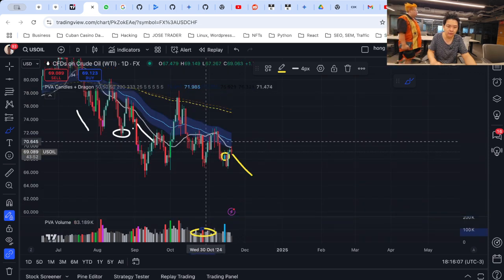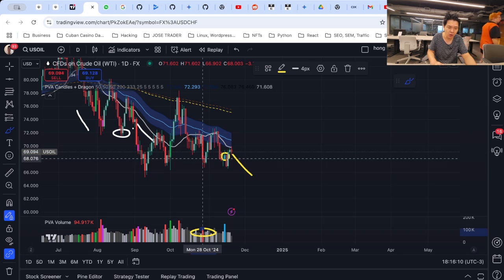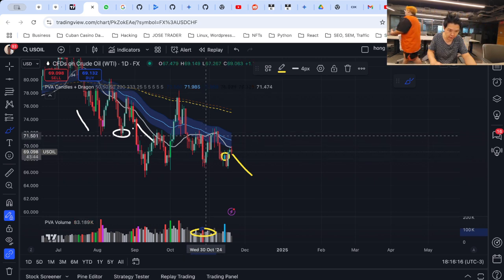I see this huge distribution of price. Why do I call it distribution? It's because in one single day, price went all the way down. It was at like 71.5, went all the way down, and it closed at around 68.0.